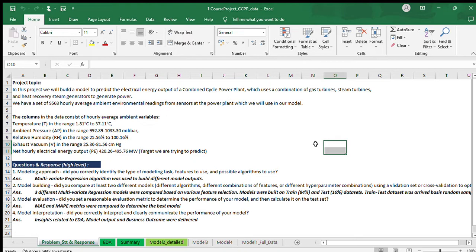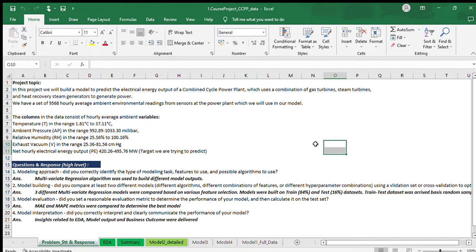So these variables are typically the temperature denoted by T, ambient pressure denoted by AP, relative humidity denoted by RH, exhaust vacuum denoted by V, and a predictor output which is the PE or the energy output.